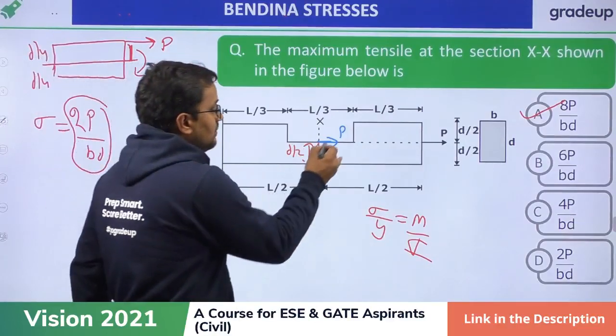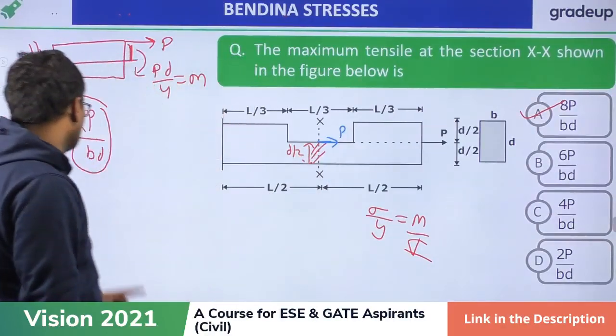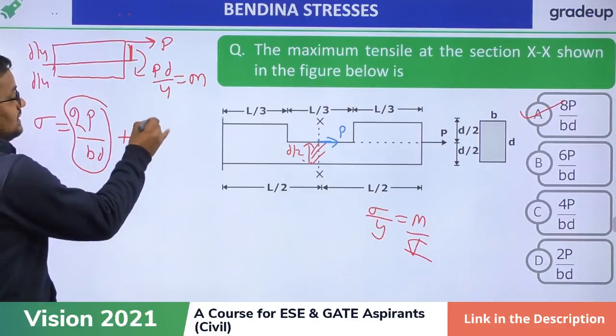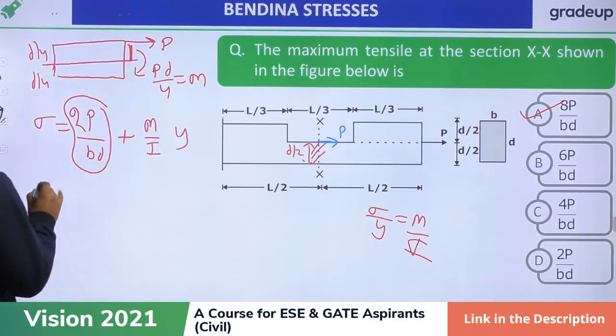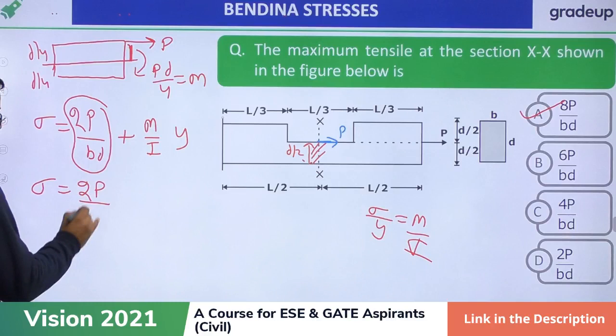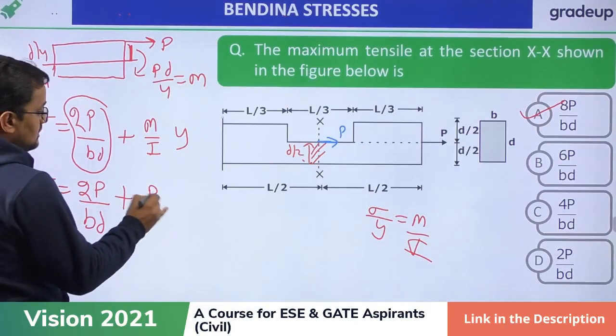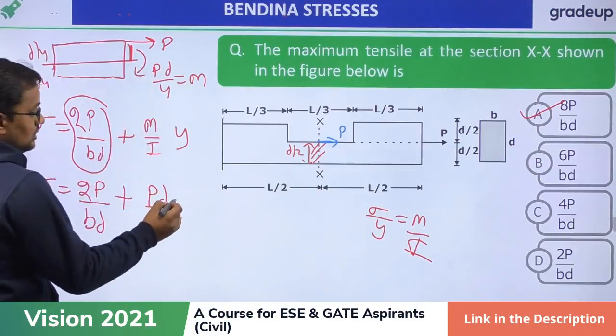So area here is how much? B into D by 2. Plus bending stress is how much? M by I into Y. So 2P by BD plus M is how much? PD by 4, moment, into M by I into Y.